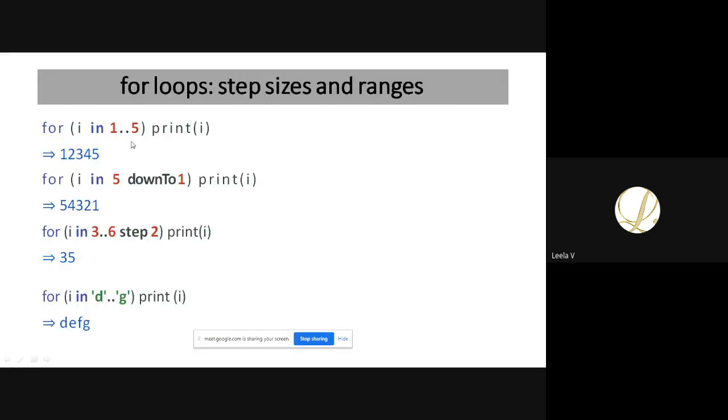And not only integers, you can also give characters. For using this with in, for from D to G it prints D, E, F, G. So these are the uses of the for loop.